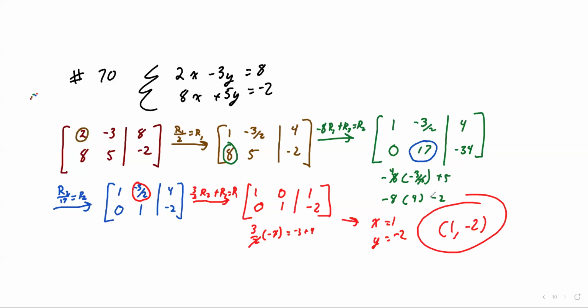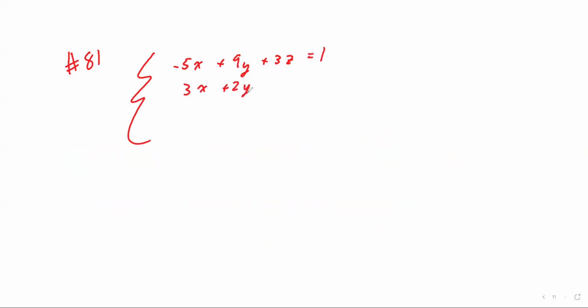All right. Let's do another one, but a little bit bigger. So let's look at number 81. Number 81 is -5x plus 9y plus 3z equals 1. Then this is 3x plus 2y minus 6z equals 9. And then this is x plus 4y minus z equals 16.